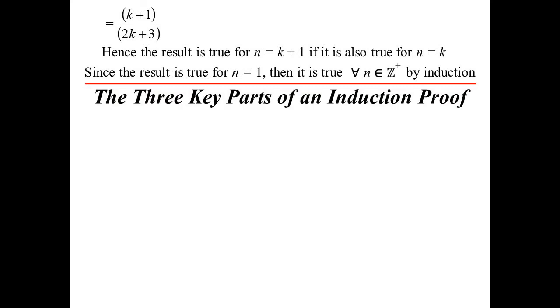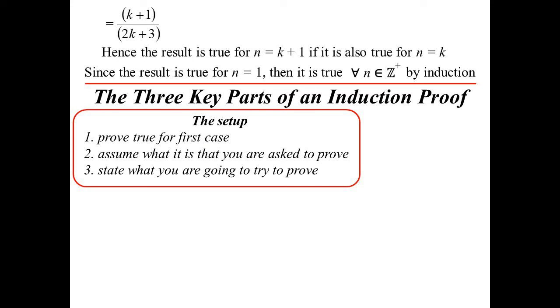So the three key parts of the induction proof. Prove it true for the first case. So this is setting it up. Assume what it is that you're being asked to prove. That is your assumption. Then state what you're going to try and prove, the k plus 1 case.